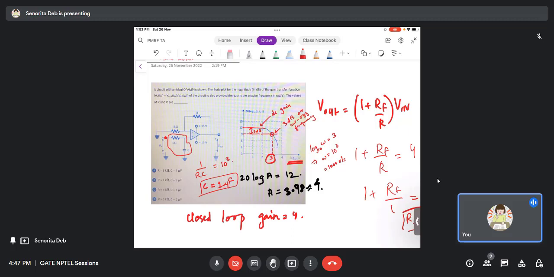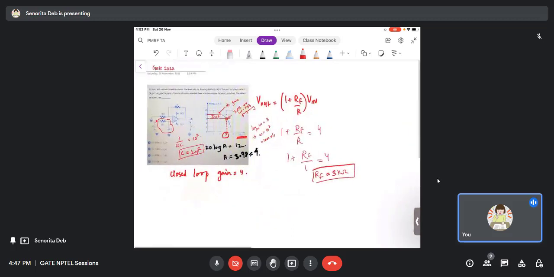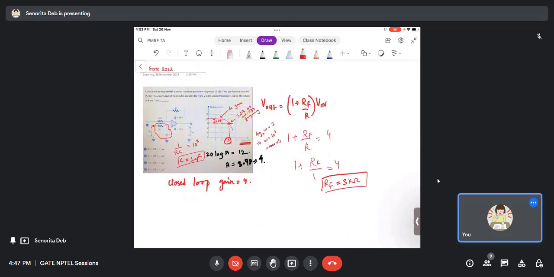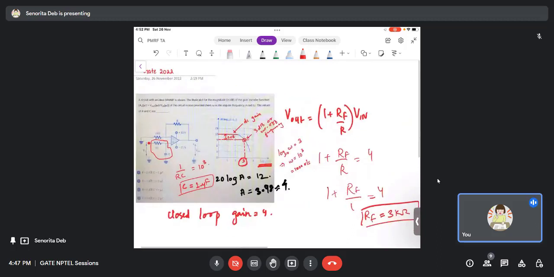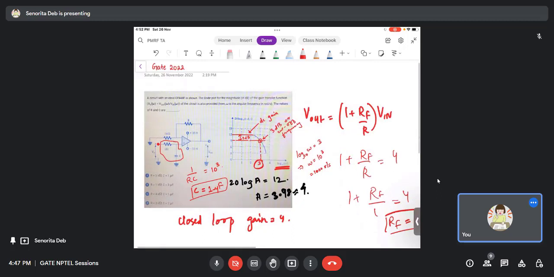I hope these two problems were clear. You can now see how the solutions have gone. If you are in any doubt, you can ask me. After that, I will quickly go through one more concept and then we'll wrap it up.